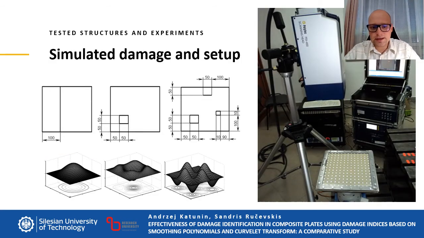In the slide you can see the tested structures, 3 cases. There were GFRP structures with mild damage according to the schemes you can see on the slide, and the tests were performed with the laser Doppler vibrometry, where we measured in a non-contact way the vibration velocities, and based on the acquired mode shapes for the considered plates, we performed further analysis.